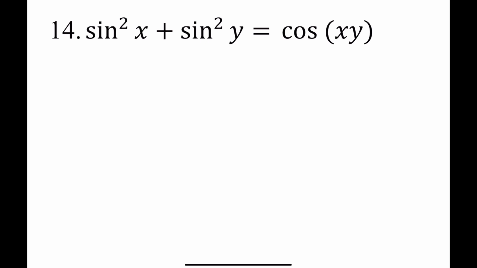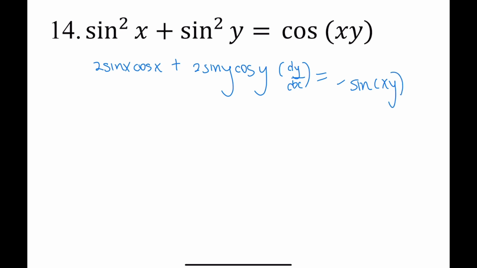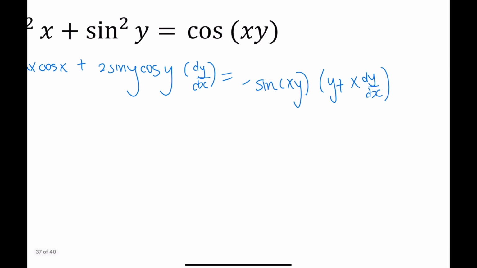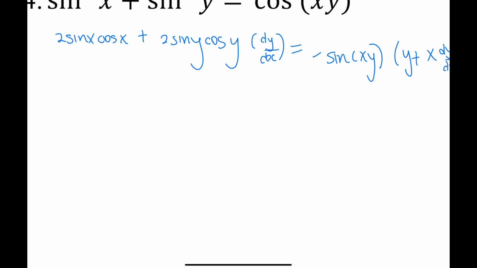Okay, almost last question. 2 sine x cosine x plus 2 sine y cosine y, and then don't forget dy dx, equals negative sine xy times y plus x dy dx, right? Okay, and then let's do 2 sine y cosine y dy dx, right?